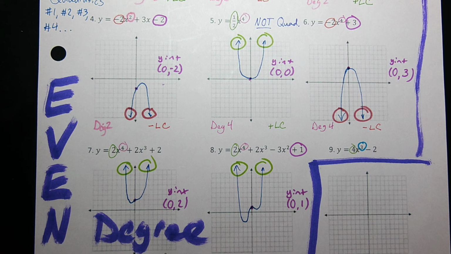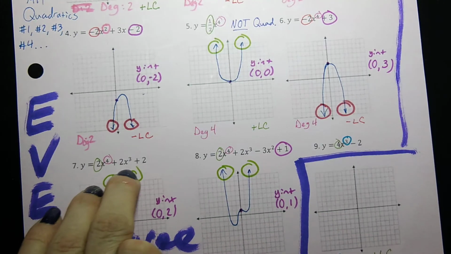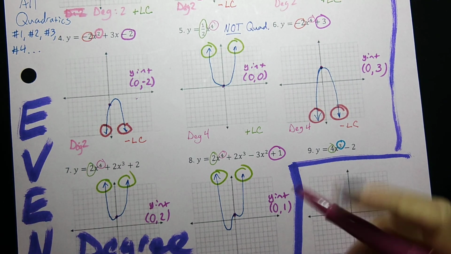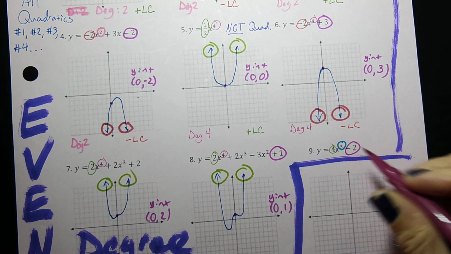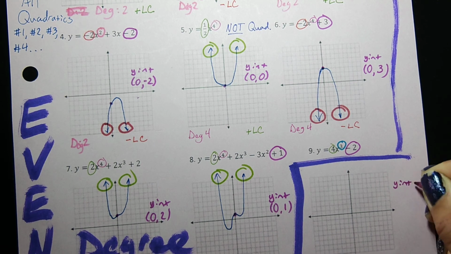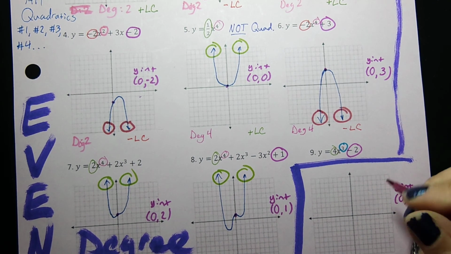Can we still find the y-intercept in the same way? Well, what would our y-intercept be for this one? Negative 2, that constant term. If we plug in 0, we cover up that whole term. So y-intercept, 0, negative 2.